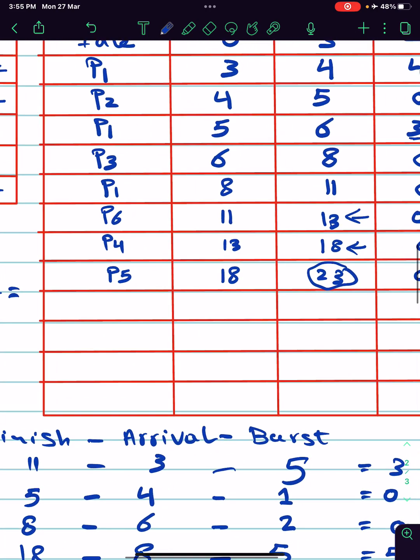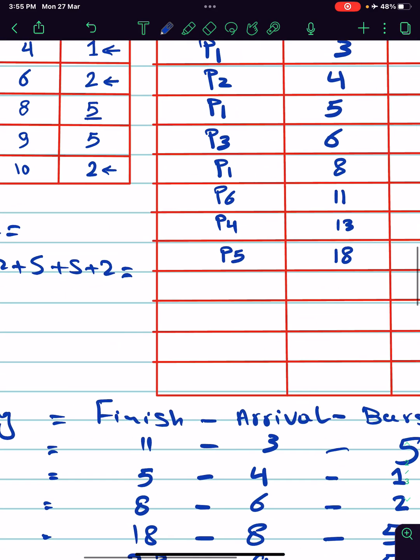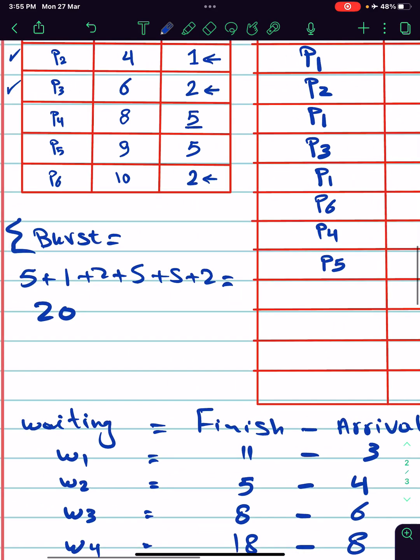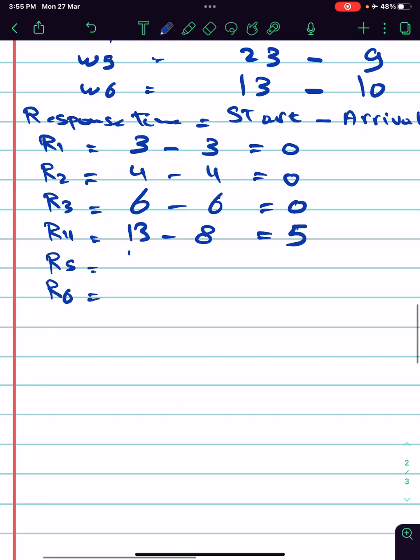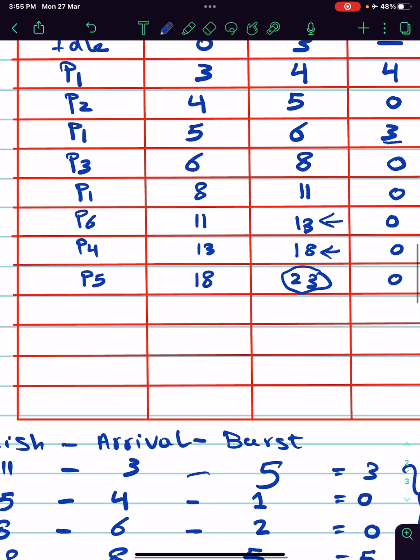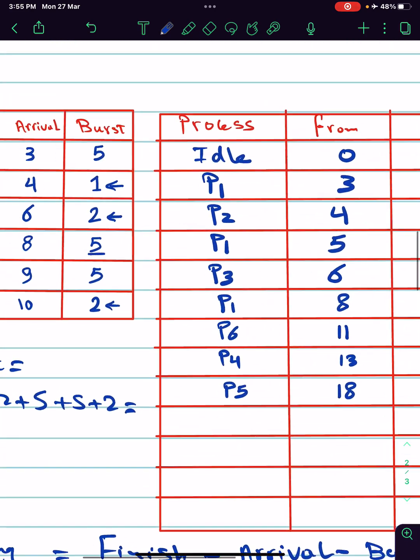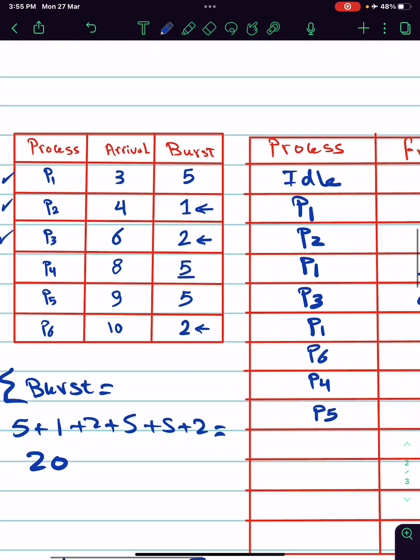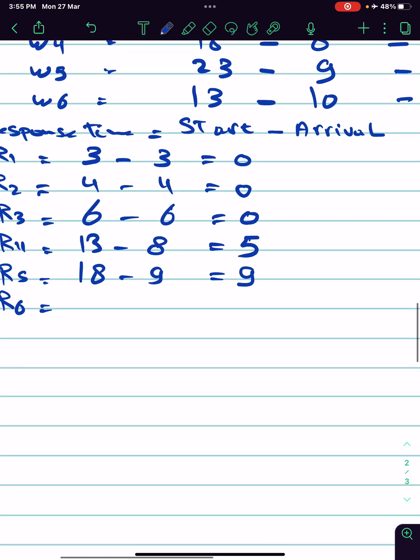Process 5, as you can see, it started at time 18. It arrived at time 9, so 18 minus 9. The response here is also a 9. Response 6 for process 6. It started at time 11 and it arrived at time 10. So 11 minus 10, that would be a 1.